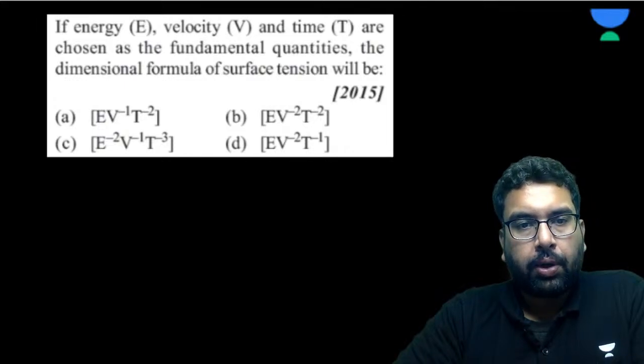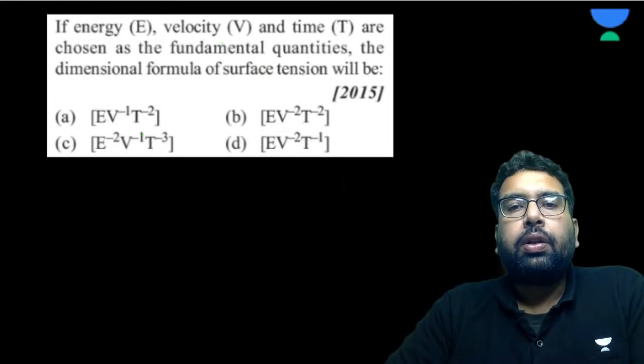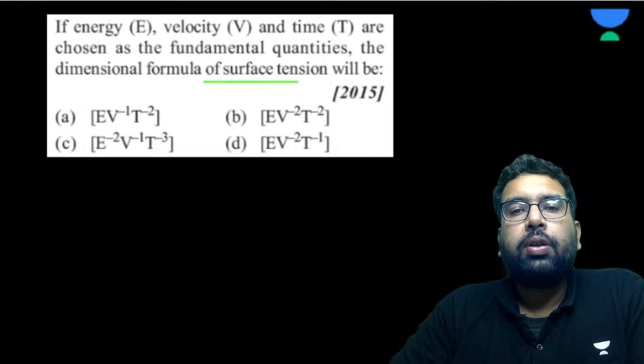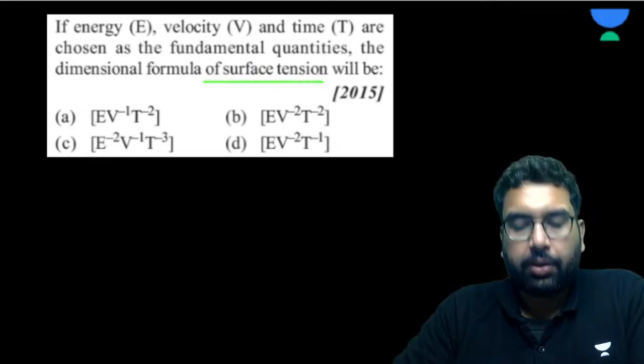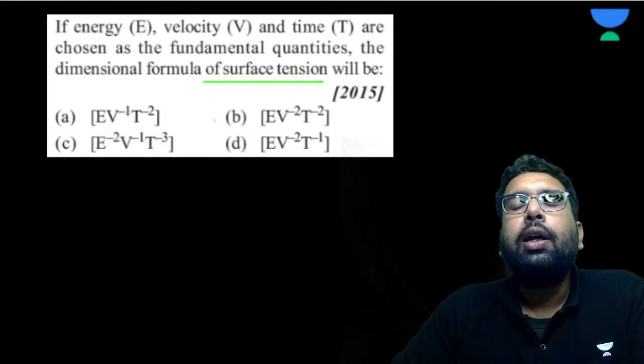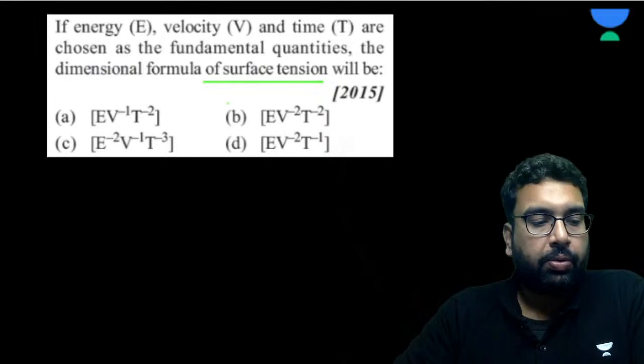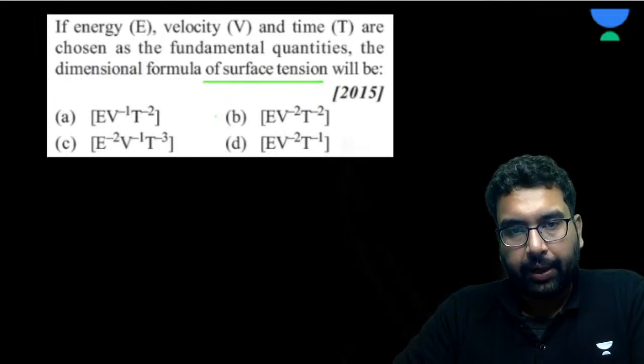So Tanu, you have answered something. So it says if energy, velocity, and time are chosen as the fundamental quantities, the dimension formula of surface tension. So in this question, what is the context? They have changed the fundamental quantities. They are saying now that energy, velocity, time are the fundamental quantities. So the dimensional formula of the surface tension will be, okay.